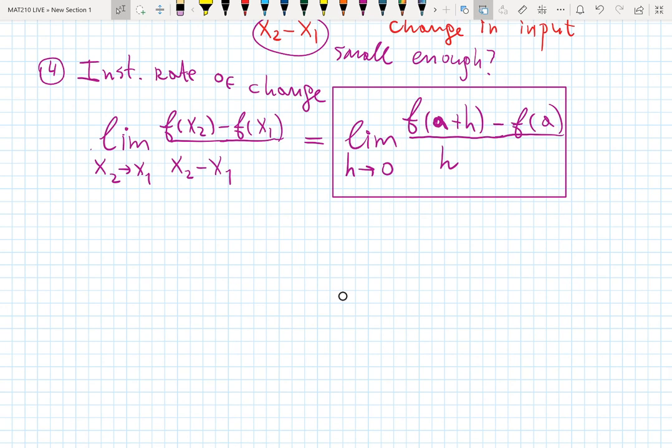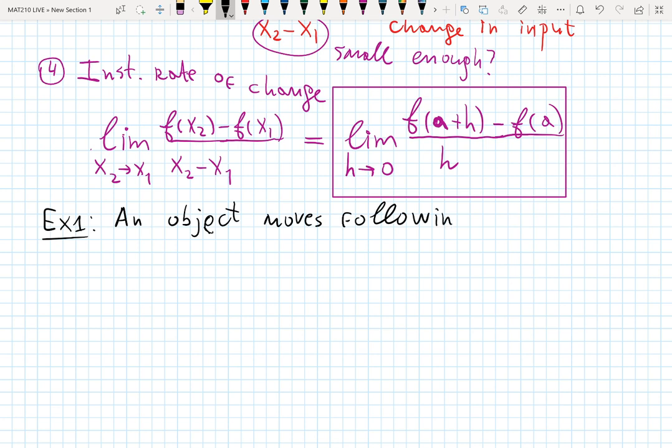Now, let's do a couple of examples. Example 1. The first example is about those application problems, remember? I was choosing which one to show you, but basically they're more or less the same. So practice this and you should be fine. An object moves with some kind of equation. So we're going to give you an equation for some kind of move.